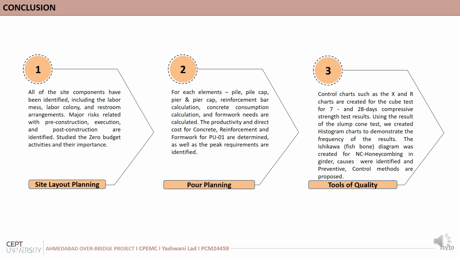Control charts such as X and R charts are created for tools of quality for the cube testing for 7 days as well as 28 days compressive strength. Using the results of the slump cone test, we created histogram charts to demonstrate the frequency of the results. The Ishikawa diagram was created for the non-conformity of honeycombing in the girder. Causes were identified and preventive and control measures were proposed.